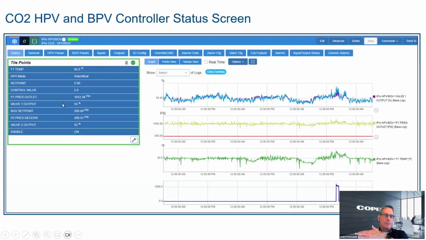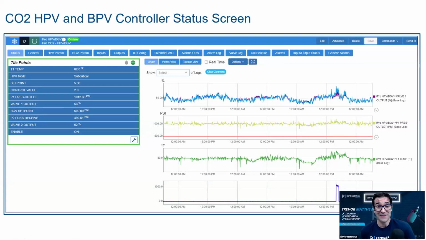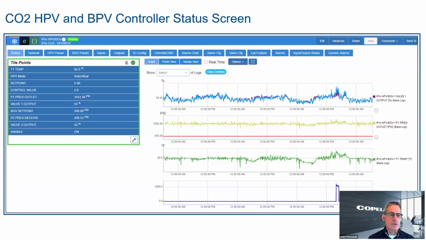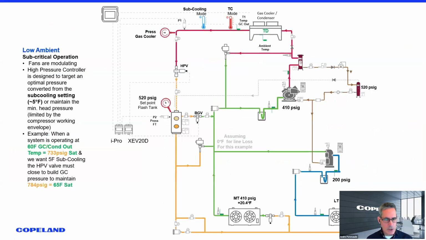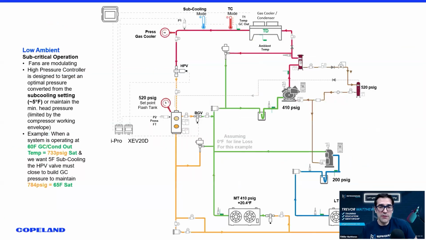If it's sitting at 100%, you've got a problem. Yeah, definitely. Or sitting at 0%, your system's off because it's closed. Bypass valve: my flash tank here is set for 500 pounds. I'm actually at 499.5, and my bypass valve is open 52%. So that's the kind of stuff you can get, and you can graph it by the hour, by the day, by the week, by the month for troubleshooting purposes. So that's what it looks like. Yeah, that's real important. I love those graphs.